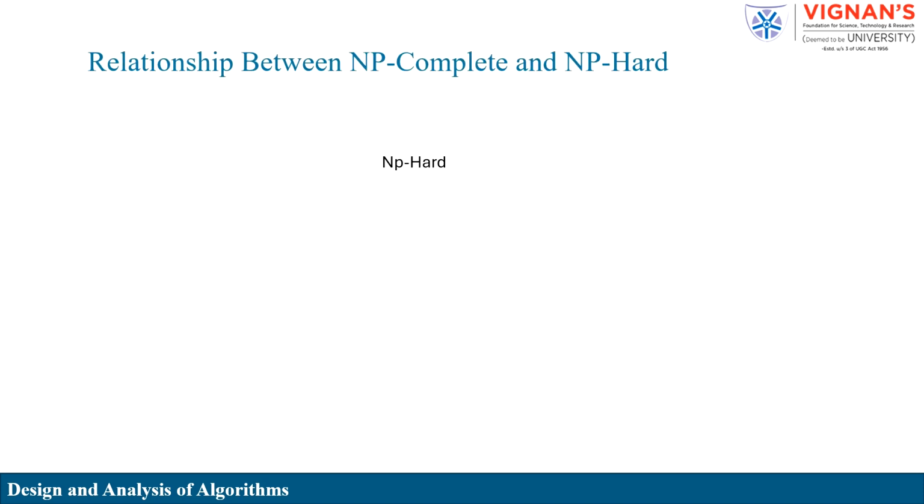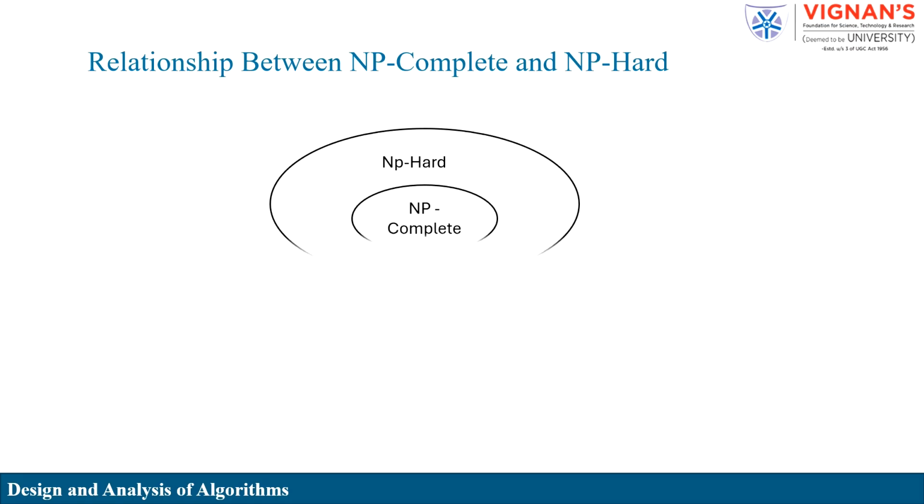Relationship between NP-complete and NP-hard problems. In the diagram, you can see two categories, NP-complete and NP-hard. NP-complete problems are a subset of NP-hard problems. This means that all NP-complete problems are also NP-hard. However, not all NP-hard problems are NP-complete. Some NP-hard problems may not be in NP, which means they can't be solved in polynomial time.